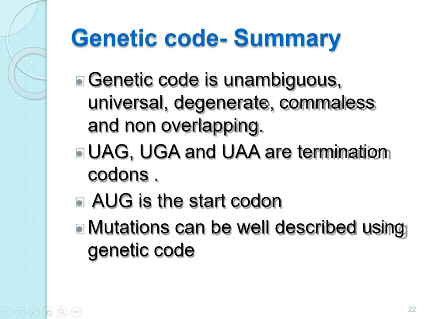Summary: the genetic code is unambiguous, universal, degenerate, commaless and non-overlapping. UAA, UAG and UGA are termination codons. AUG is the start codon. Mutation can be well described using the genetic code.